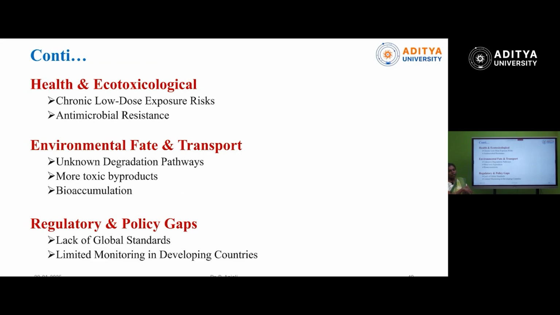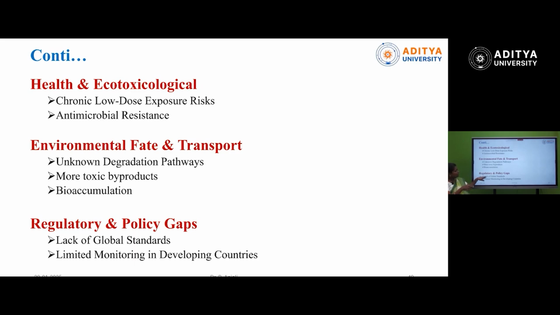Obviously, I said, what are the effects we will get as human beings and on the aquatic organisms? Next, environmental fate and transport. You can see the degradation pathway. Whatever I expect is a possible pathway only. So there will be unknown degradation pathways for different pollutants, there is a chance of getting more toxic byproducts, and bioaccumulation is taking place.